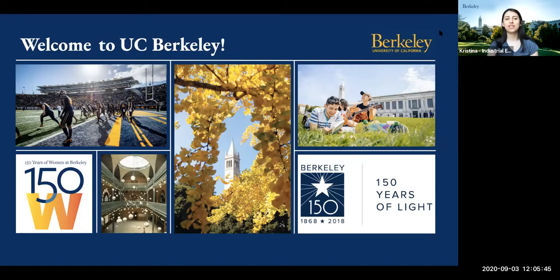On the screen, you can see what normal life is like for students. Athletics are a really big part of school spirit. On the left-hand side, we have California Memorial Stadium with our football team. We are also a 152-year-old institution. This year we're celebrating 150 years since women were first admitted into campus. And on the right-hand side, you can also see our 150 Years of Light logo.